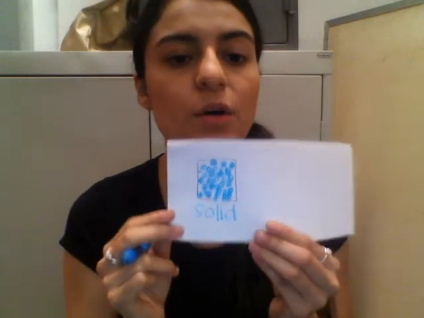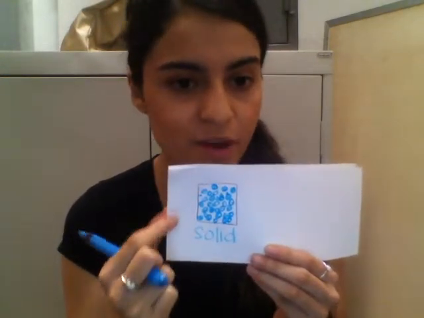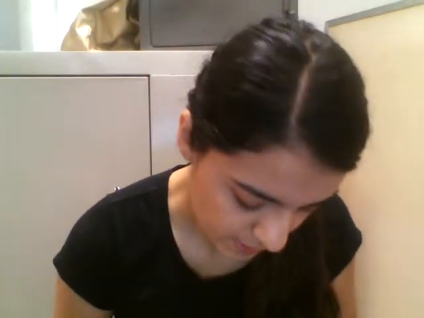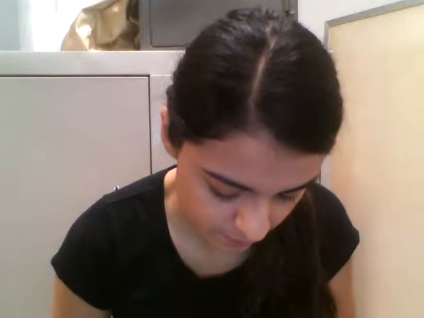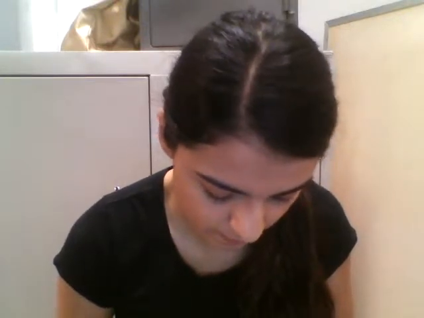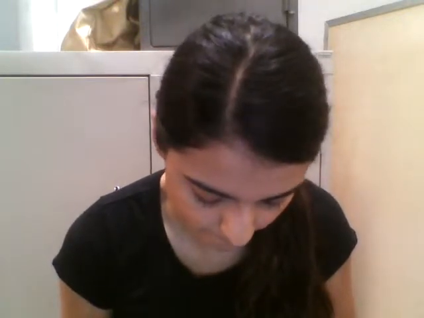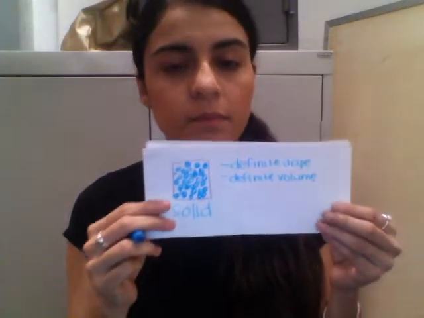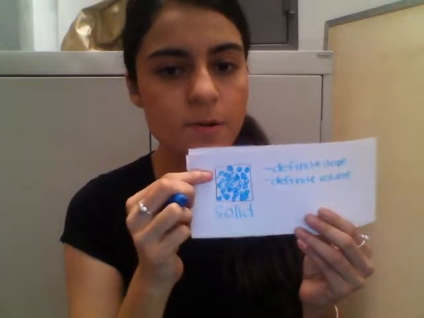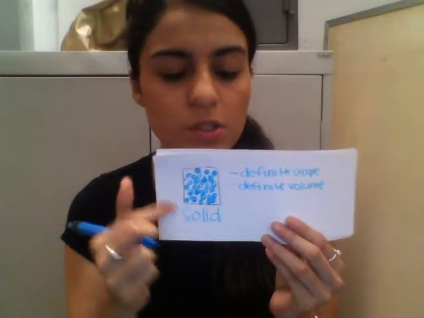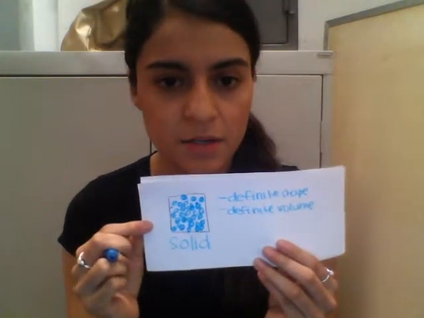Okay, so a solid has a definite shape and a definite volume. Okay, so let's go ahead and write that down. Definite shape and definite volume. Definite shape and definite volume. Those are some facts about a solid.